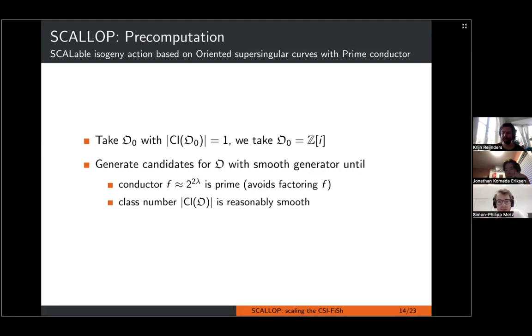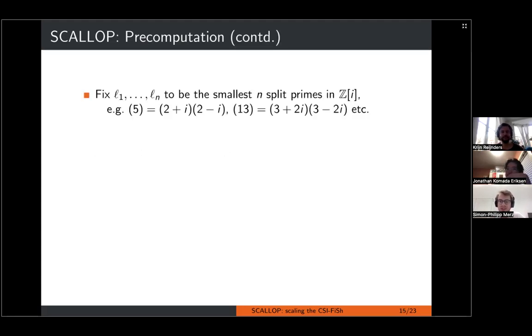And then the last point on the wish list for the pre-computation was that we wanted the class number to be reasonably smooth. Well, given f and the class number of O0, we can compute the class number of O. And then, well, we had to test whether it's smooth enough. But I'll get back to this. Now, the second point was, again, quite high level. How do we sample a smooth generator until these certain conditions are satisfied?